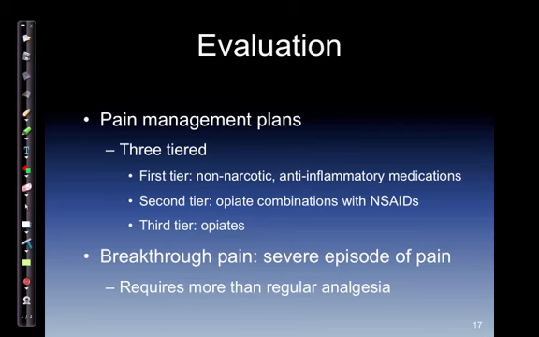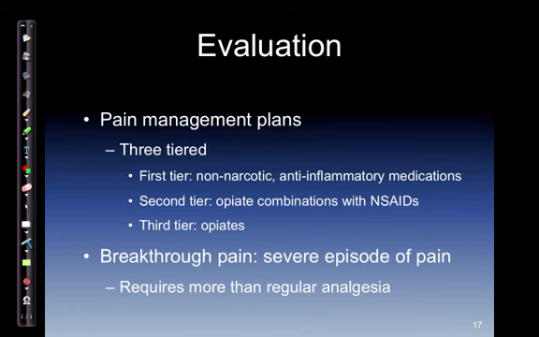Upon evaluation, pain management plans are 3-tiered. First tier are non-narcotic anti-inflammatory medications like ibuprofen. Second tier, opiate combinations with NSAIDs, synthetic narcotics such as propoxyphene and methylmorphine. The third tier of this is opiates like morphine, Dilaudid, and so on. Help assure a painless passage is what these medications are for.